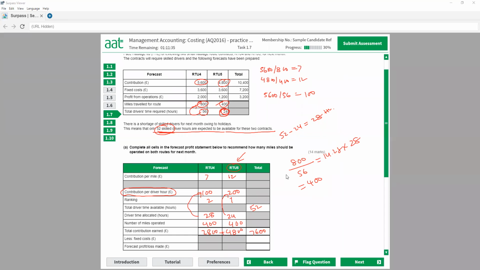So let's try to see what the fixed cost is. If we go a little bit up, you can see it here actually. The fixed cost is a total of 7200. So 7600 minus 7200 gives me the profit of 400. And that's it. This question normally comes up in the exam, it is quite an examinable question. So make sure you revise the limiting factor question and you understand how it works, so that if this question comes up in the exam, you can answer it very well.